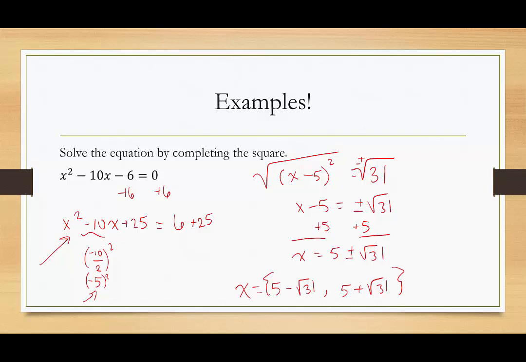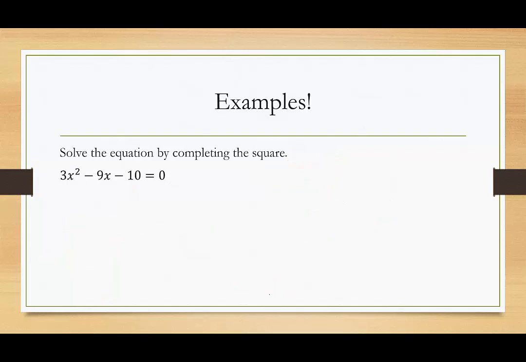Okay, those were the two nice ones. Now we're going to look at some where we kind of have a little bit more fractions to deal with. So that's going to be our final two examples. Okay, so this one, solve the equation by completing the square. Step 1, we need to move the constant to the other side, so we're going to add 10 to both sides. This is going to give us 3x squared minus 9x is equal to 10.